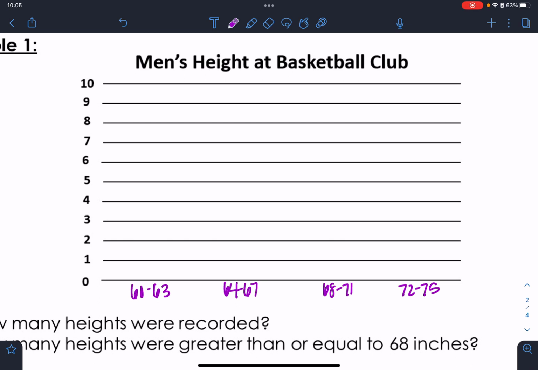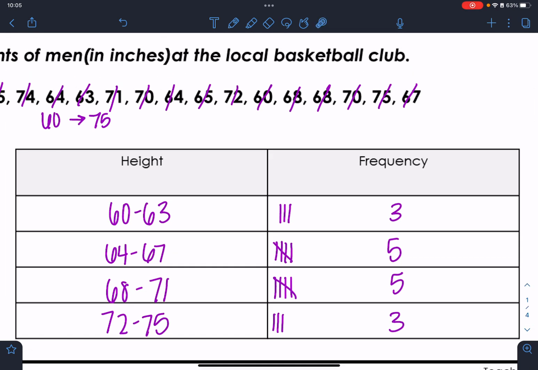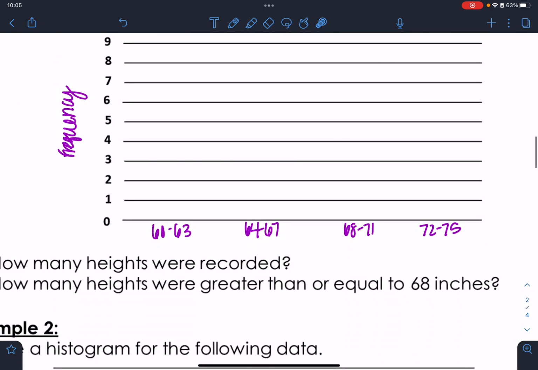And so what do I do now? So this is where along the side is your frequency. That's the count. So if I go back up to my 60 to 63, I had 3 numbers that fell within that category of 60 to 63. So what I want to do is create a bar graph, going up to 3 spaces, and it's going to be a wide bar graph. So I'm kind of going around the 60 to 63, something that looks like that, okay? There were 3 numbers within that category, okay?